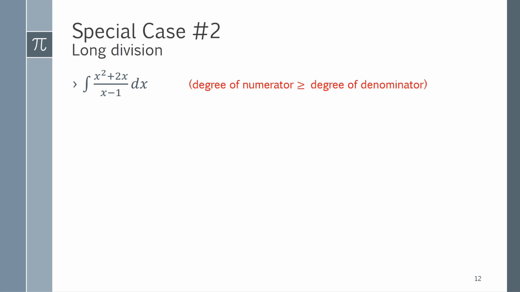So I need to get it to a place where the degree of the numerator is less than the degree of the denominator. So what this goes back to is the idea of long division. Like if I were saying I want to do 7 divided into 512.